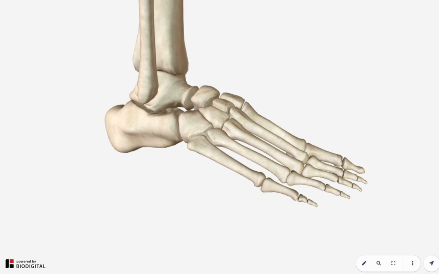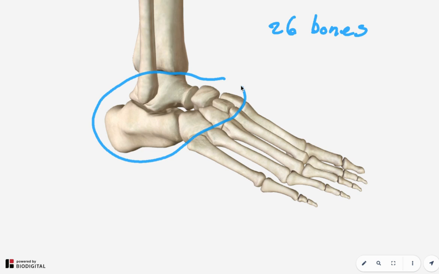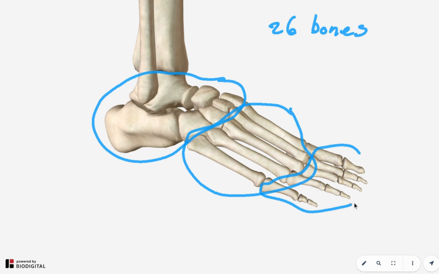All right, so in this video, we're going to go over the bones of the foot. In each of your feet, you have 26 bones, and they're divided into three groups that we're going to talk about. We have our tarsals, our metatarsals, and our phalanges.